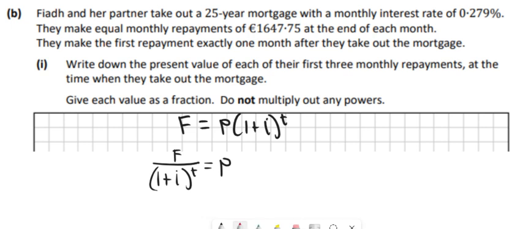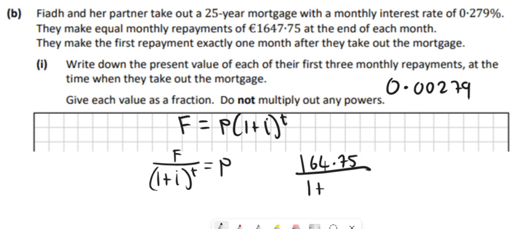So if I just fill it into the formula, the final amount is 164.75. That's the final amount. Over 1 plus the interest. Now the interest is 0.279%. So as a decimal, that's 0.00279. So be careful, that's what it is as a decimal. So 1 plus 0.00279, and that's all to the power of time.